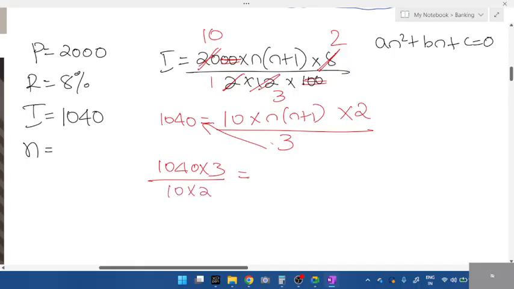Can I write it like this? On the right hand side, what is left? n into n plus 1. Solve this. Copy this question. Copy the data, students. Solve this equation and arrange. Try to arrange it like this. After that, it is easy. Be quick.